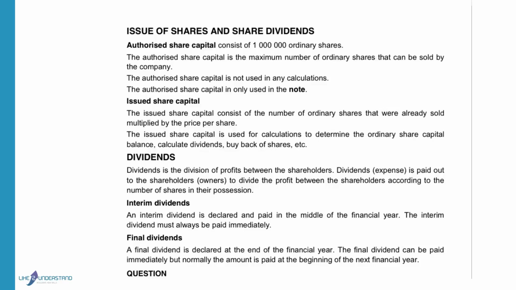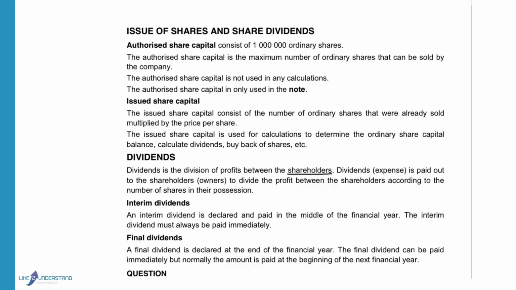Issued share capital consists of the number of ordinary shares that was already sold, and the issued share capital is used in calculations. Now, dividends is the way that a company divides the profits to the shareholders. Remember, the shareholders are the owners of the business. So instead of having a sole trader or a partnership in a company, they have shareholders. And depending on the size of the company, they can have millions of shareholders in one company.